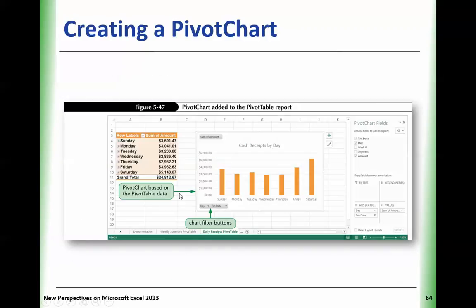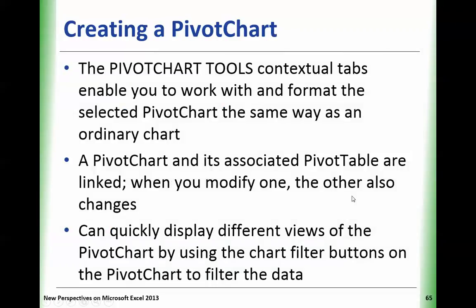A pivot chart is based on the pivot table's data. We can use chart filter buttons. The pivot chart tool's contextual tabs enable you to work with and format the selected pivot chart the same way as an ordinary chart. A pivot chart and its associated pivot table are linked, so when you modify one, you also change the other. You can quickly display different views on the pivot chart by using the chart filter buttons on the pivot chart to filter the data.